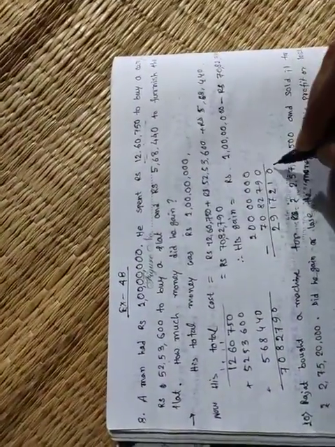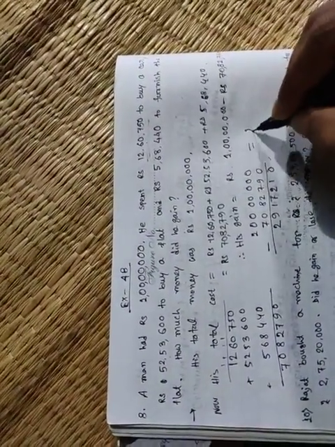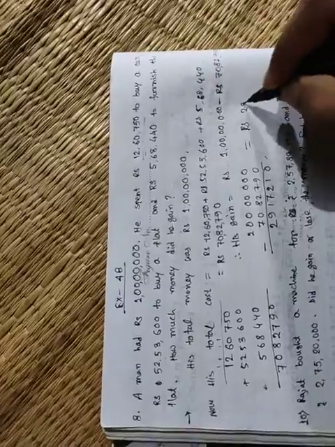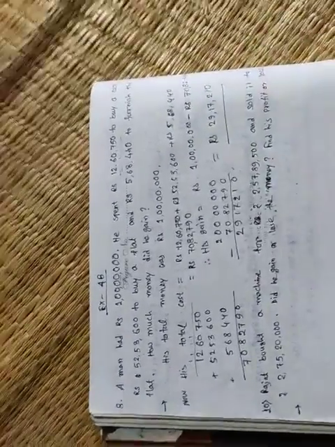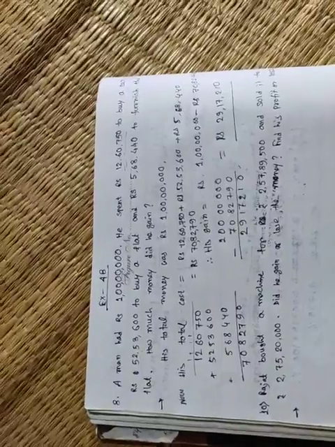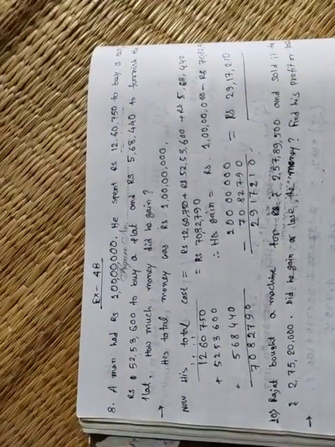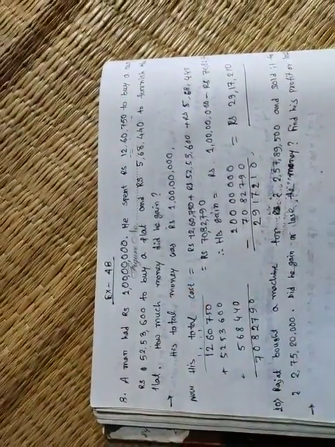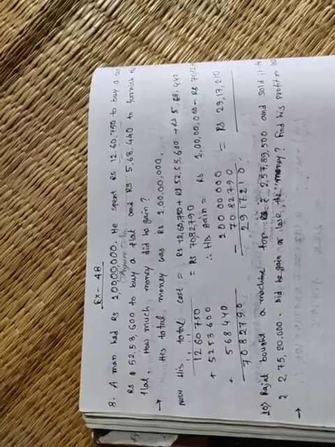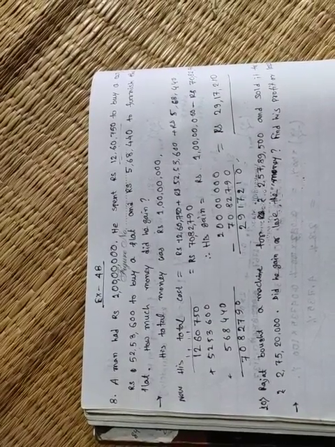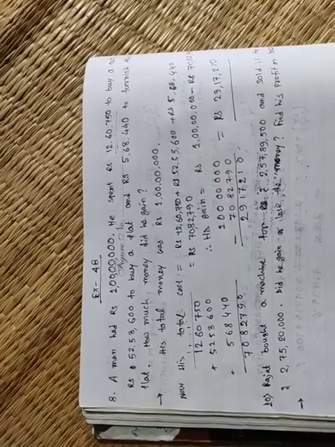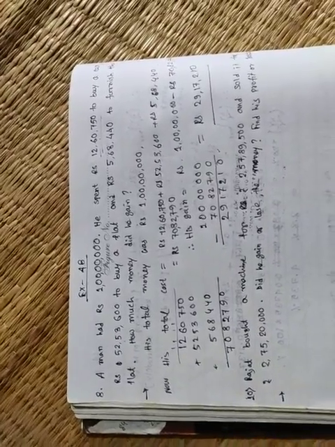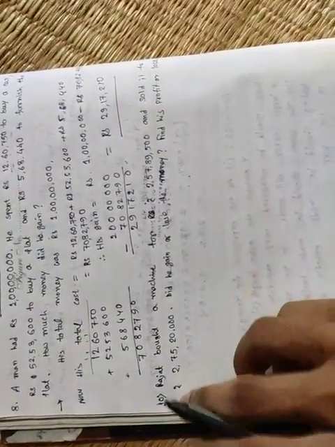So his gain, this is the answer, is equal to rupees 29,17,210. Clear the process? Just understand the process. Data may be different in the examination hall, but the processes are the same. Okay. Now the sum number 10.